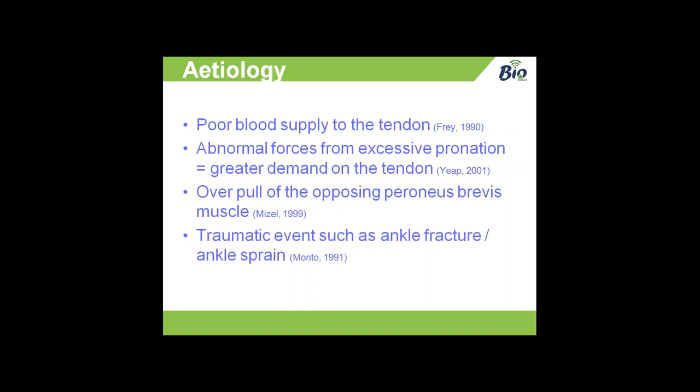So the most notable of the abnormal forces that we're likely to see are probably going to arise from excessive pronation, creating a greater mechanical demand on the muscle. And you'd probably see that more than in a foot where the level of pronation wasn't deemed to be excessive. Another possible theory is overpull of the opposing peroneus brevis muscle. And then there's also some correlations between rupture of the tibialis tendon in association with a traumatic event, so maybe something like an ankle fracture, an ankle sprain or a direct blow to the tendon, but they're not particularly common. So I think abnormal forces is probably one of the most common causes there.